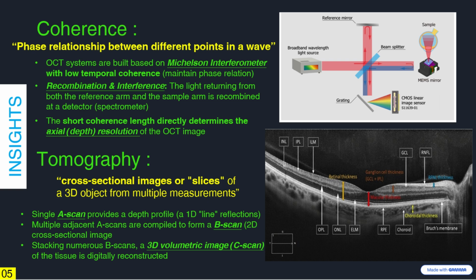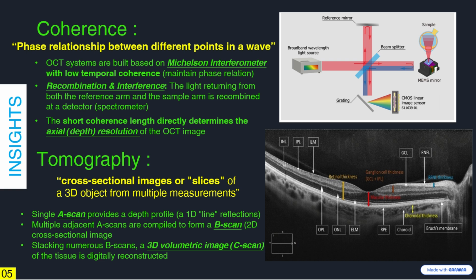The principle of OCT is based on coherence and tomography. Coherence in an optical system means the phase relationship between different points in a wave. OCT uses a Michelson interferometer system with low temporal coherence. So in this case, we need to maintain the phase relation between the reference arm and the sample arm for recombination and interference.